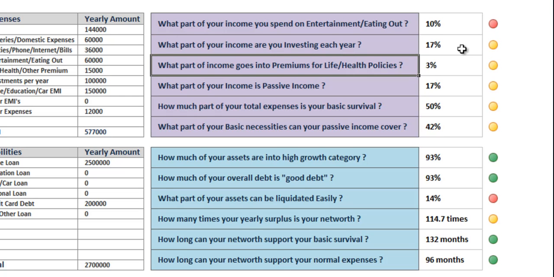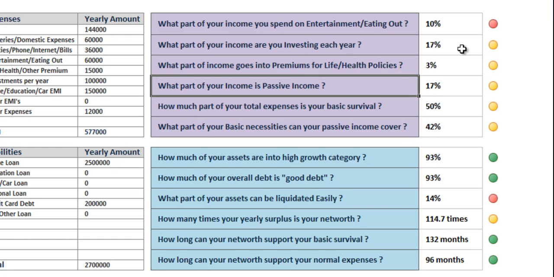Then what part of your income goes into premiums of life and health policies? So you must be having life insurance, health insurance policies, and you must be paying premiums for that, right? So you're paying 3% of your income into that. So which is like, okay.